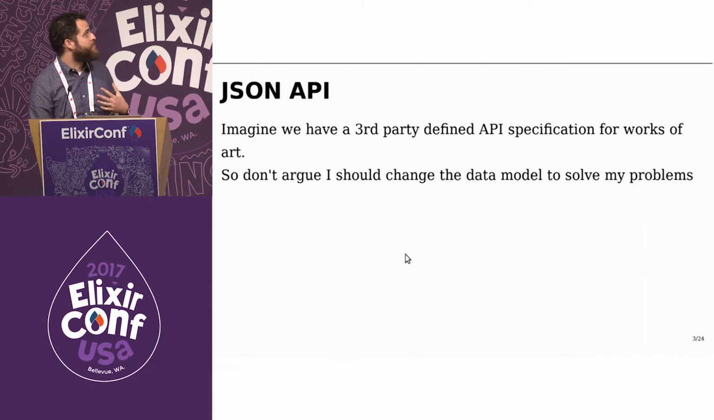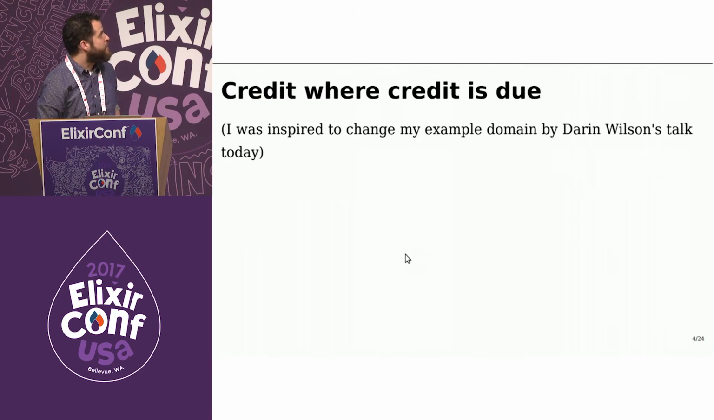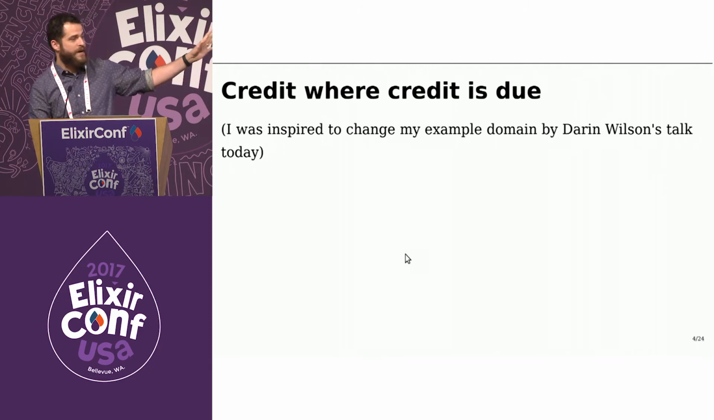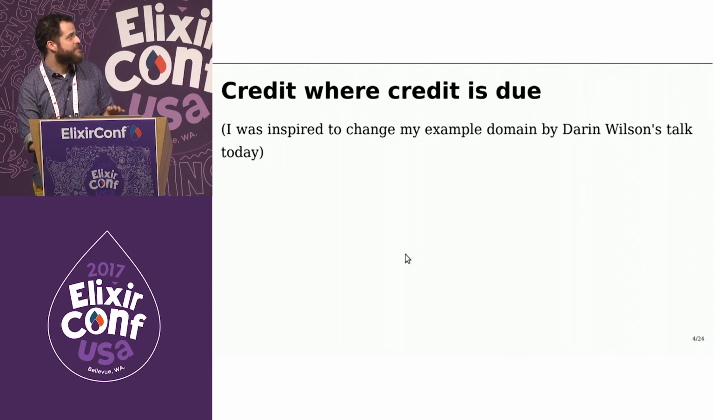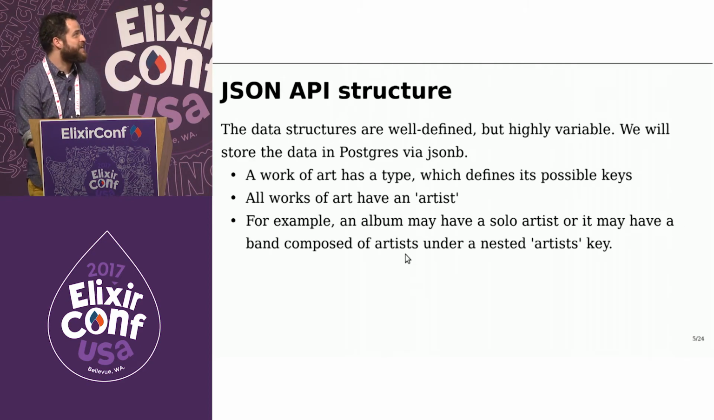So imagine that we have a third-party defined JSON API specification for works of art. And I say third-party so that you don't tell me that the way to solve this is to change how the JSON is structured. I can't. So credit where credit's due. I was inspired to change my example domain by Darren Wilson's talk today. So that led to lots of frantic re-editing of my thing.